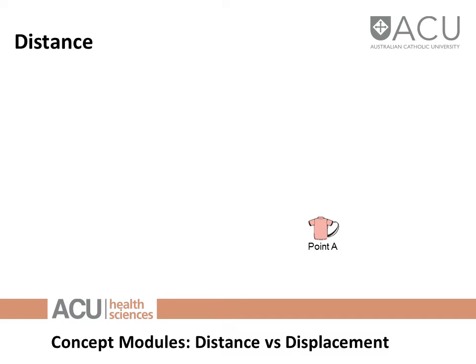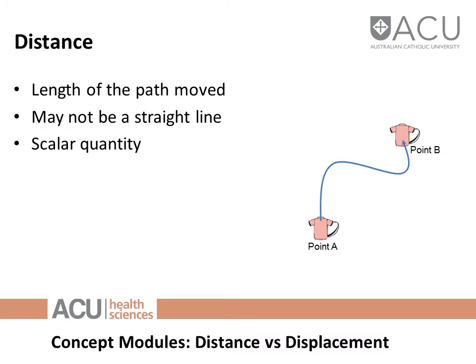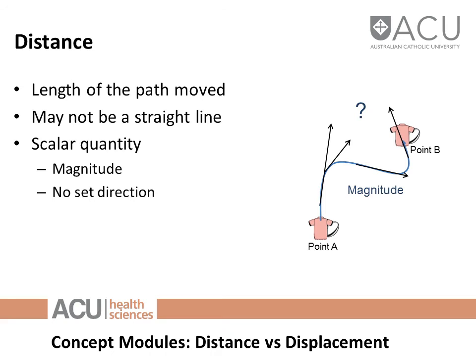So what are the key traits of these two definitions? Well, if we take distance first, it's defined as the total length of the path moved from point A to point B. That may be a straight line and therefore the same as your displacement, or it might be quite different. Because of the nature of distance, it's a scalar quantity, which means it has a magnitude. You have a length of that total path, but because it does not have a single direction, we can't have a set orientation or path.